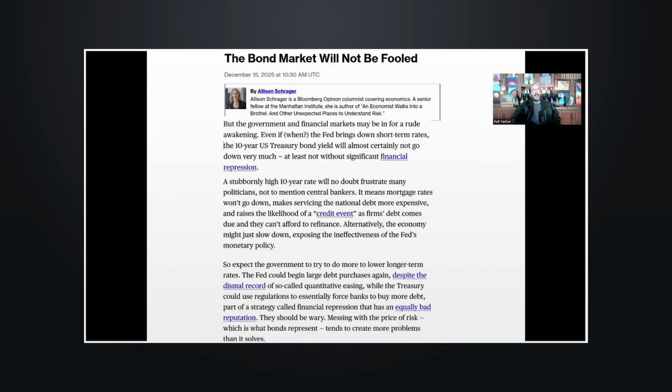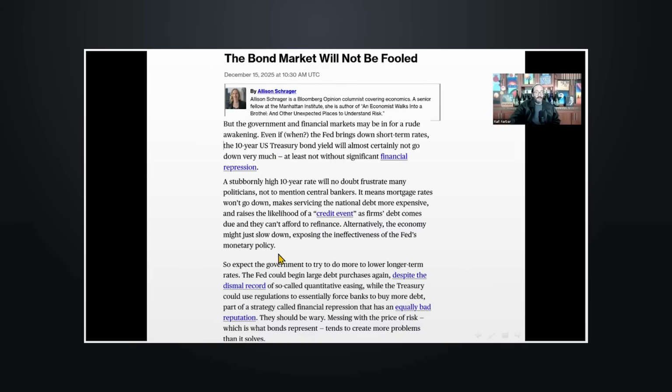Thank you. A stubbornly high 10-year rate will no doubt frustrate many politicians, not to mention central bankers. It means mortgage rates won't go down, makes servicing the national debt more expensive, and raises the likelihood of a credit event, which means a crash, which is what we're waiting for, the end of the dollar. As firms' debt comes due and they can't afford to refinance, yes, because rates are so high. Alternatively, the economy might just slow down, exposing the ineffectiveness of the Fed's monetary policy. Yeah, that means she's calling for the final recession. She doesn't know it's going to be the final one, but I know it's going to be the final one. We know it's going to be the final one.